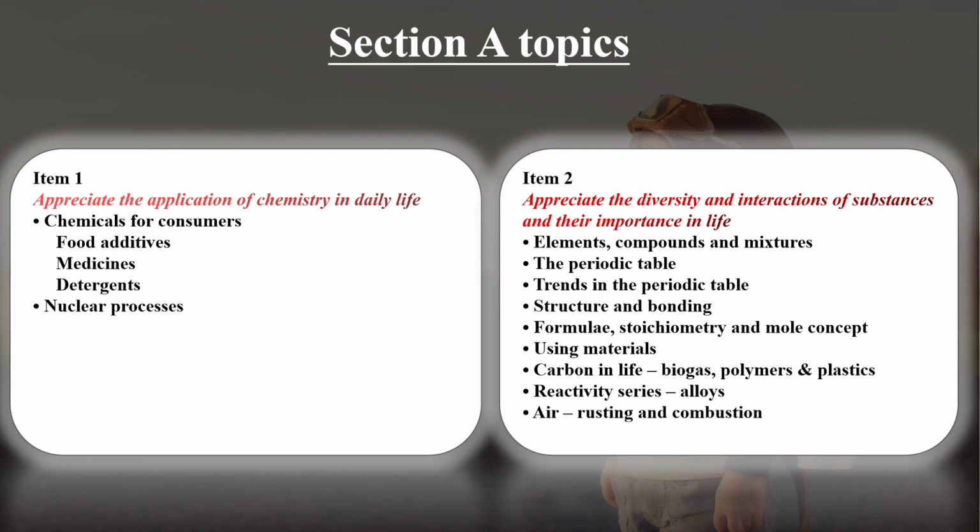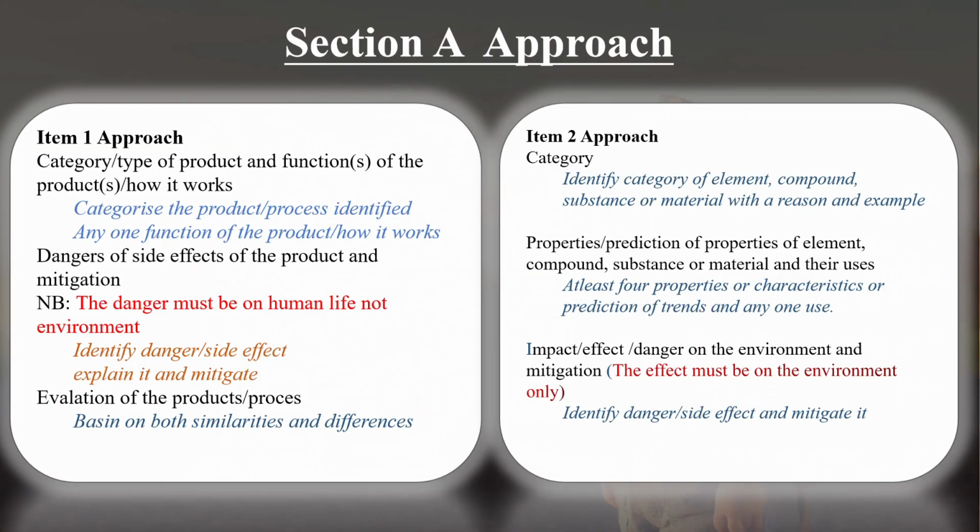So when you sit for the examination, be assured that any of these areas where my cursor is running will appear. One of them must appear in item 2 of the chemistry paper that you're going to sit for. Now, how do we approach these items? How do we approach item 1? How do we approach item 2?